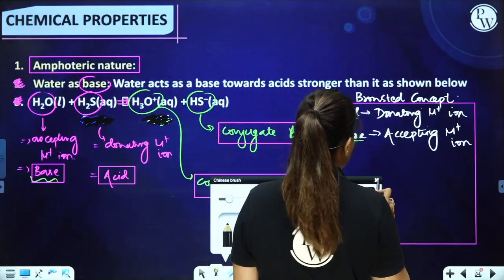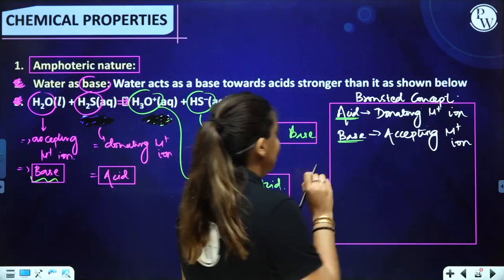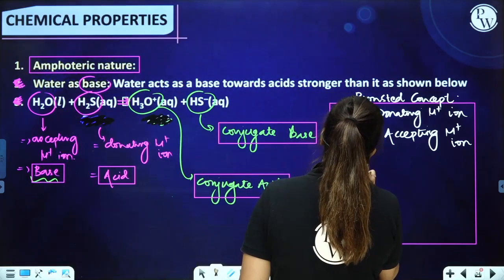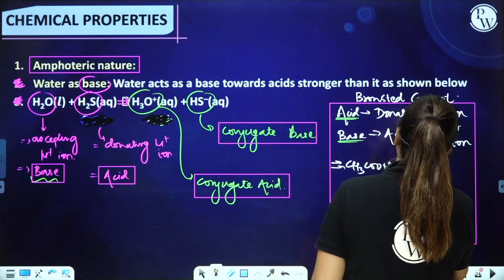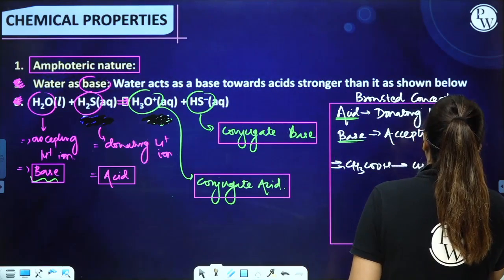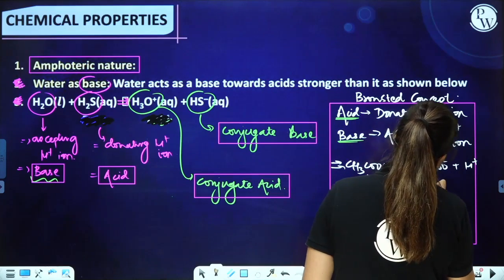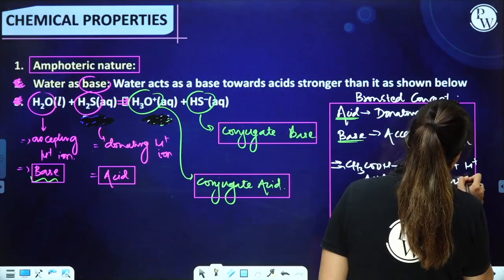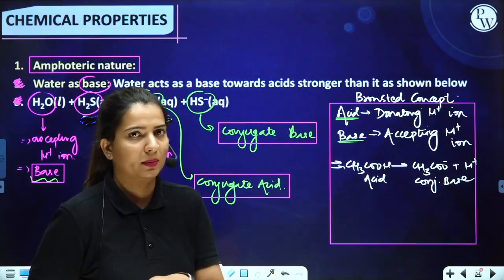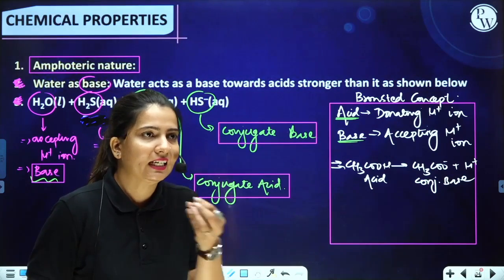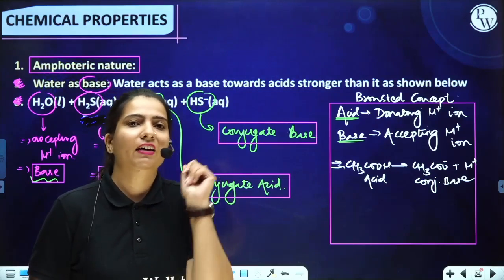Now what are these terms? Conjugate acid, conjugate base. Let's say I have CH3COOH, it dissociates to give CH3COO negative plus H positive. So if this is an acid, the other thing which is forming on the product side will be called a conjugate base. Conjugate base because it has the tendency to accept the H positive ion. It can behave as a base.